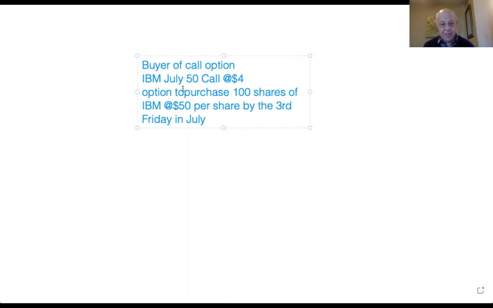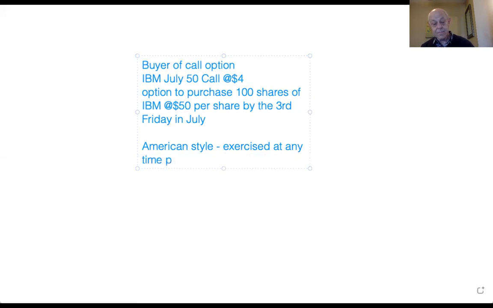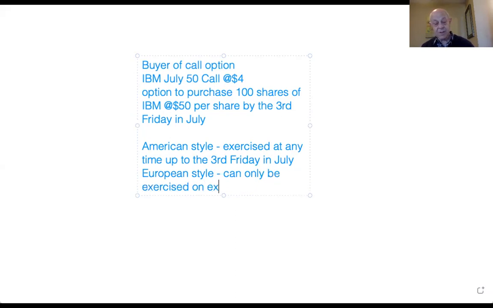Now, that option, if it's an American style option, it can be exercised at any time up to the third Friday. If it's a European style, it can only be exercised on expiration date.